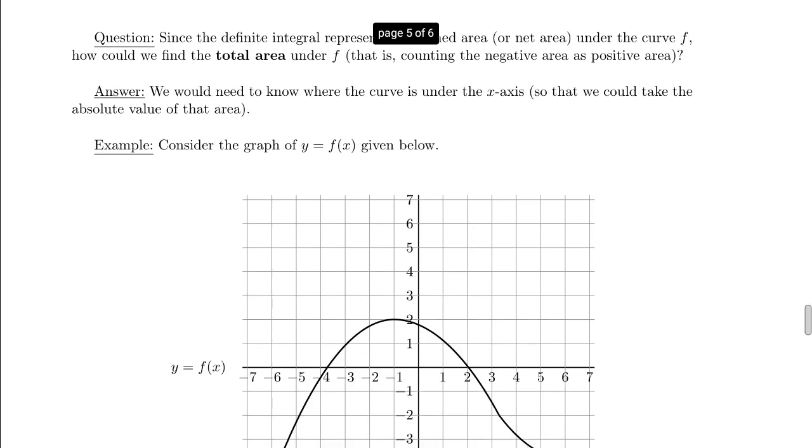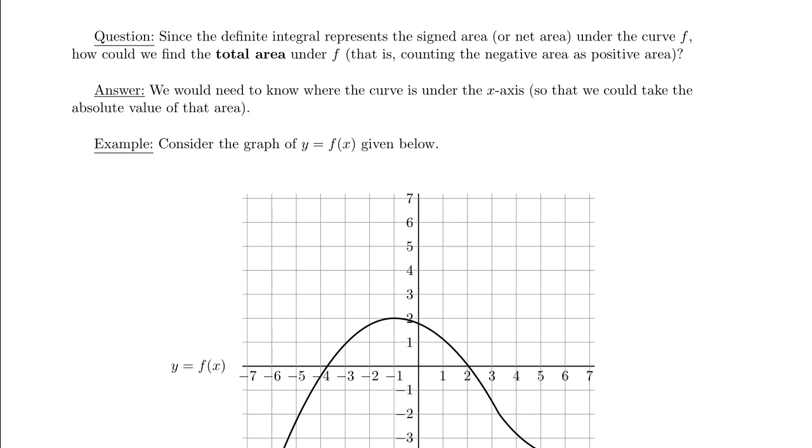Okay, so one thing that we've talked about is that our integral represents the signed area. So since the definite integral represents the signed area, or we could think of this as the net area, so the negative area cancels out with the positive area, how could we find the total area under F? So when I'm talking about the word total area, what that means is that we count the negative area as a positive area. So anything that appears underneath the x-axis, we would actually want to count that as a positive area. So our answer is that we would need to know where the curve is under the x-axis so that we could take the absolute value of that area.